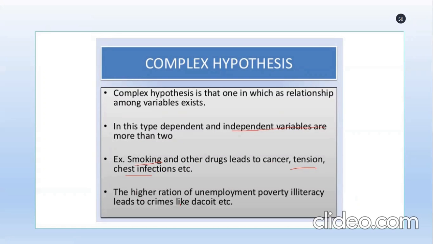When I'm talking about a higher ratio of unemployment, poverty, illiteracy leads to crime. It's not only crime, but it is about poverty, it is about illiteracy. So there are a lot of variables in this type. The dependent variable or the independent variable can be in more numbers, which can complicate the research and can distract the focus or attention of the researcher. If you are really strong with your database, it will help you to prove this; otherwise it's better to go with your simple hypothesis at an initial level.